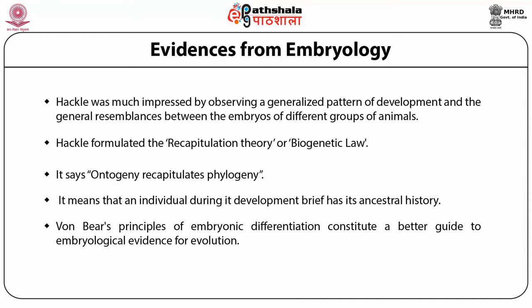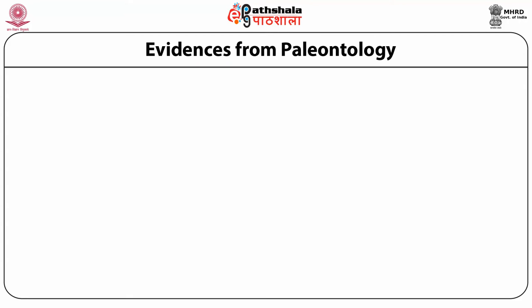These principles are as follows. First principle says that general characteristics appear in the development before specialized characters. Second principle says that from the more general, the less general, and finally the specialized characters appear. Third principle says that an animal during development departs progressively from the form of other animals. Fourth principle says that young stages of an animal do not resemble the adults of different groups but rather their embryos.